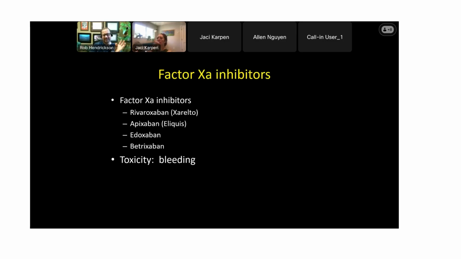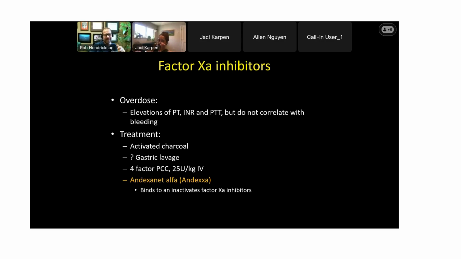The 10As, again, surprise, surprise, their toxicity is bleeding. They also get elevations of PT, INR, PTT. It doesn't correlate. If you had someone who's not on these meds and they took an overdose and their INR is high, it means that they took that overdose. It doesn't mean that they're going to necessarily bleed. So, same deal with this.